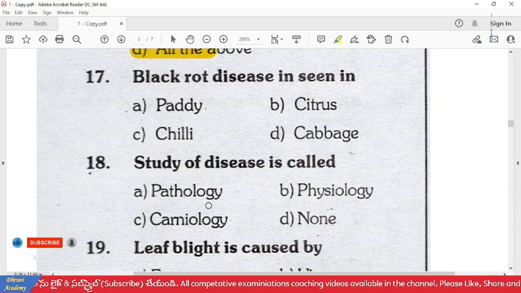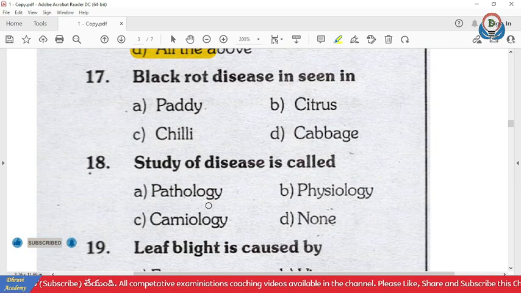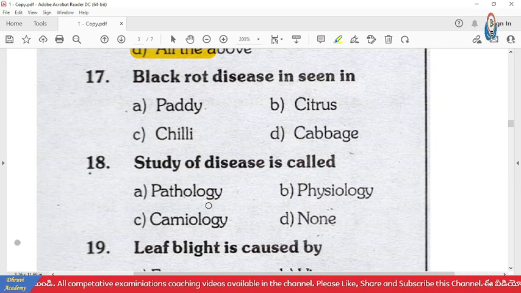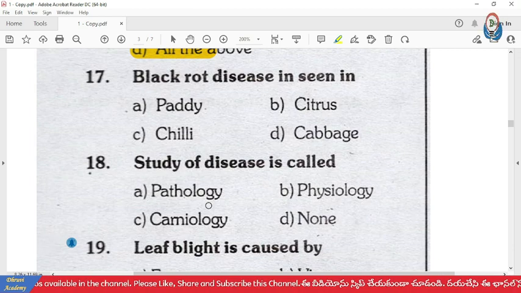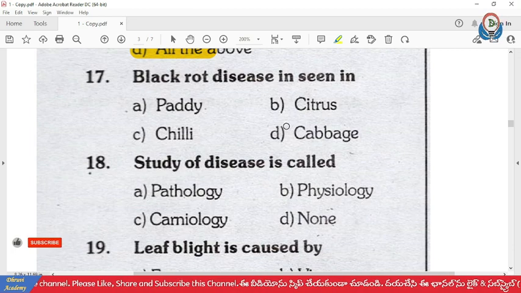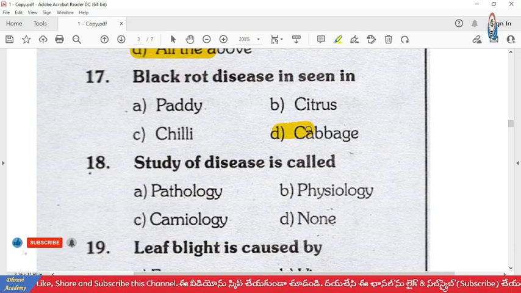Next, black rot disease is seen in, is it A paddy, B citrus, C chili, or D cabbage? Which is the correct answer? Answer is: black rot disease can be seen in cabbage.